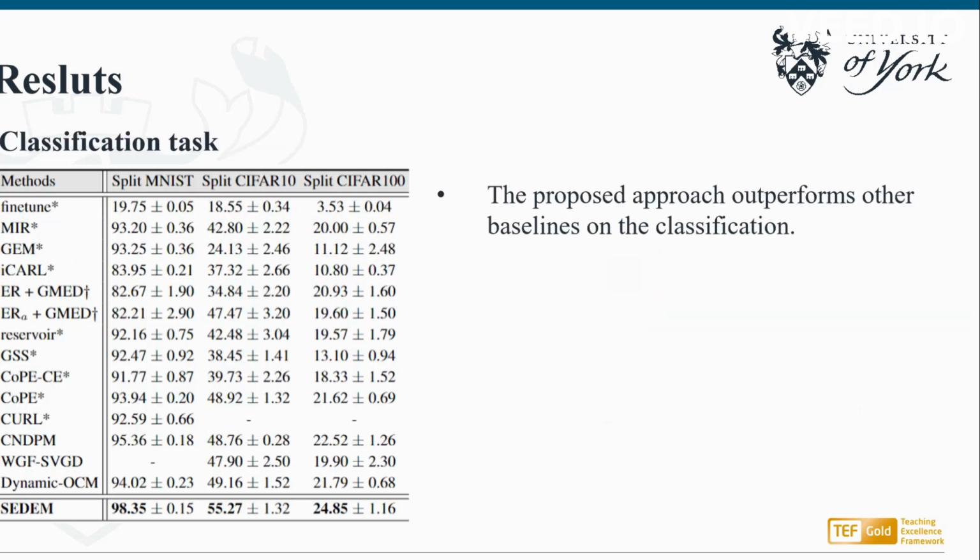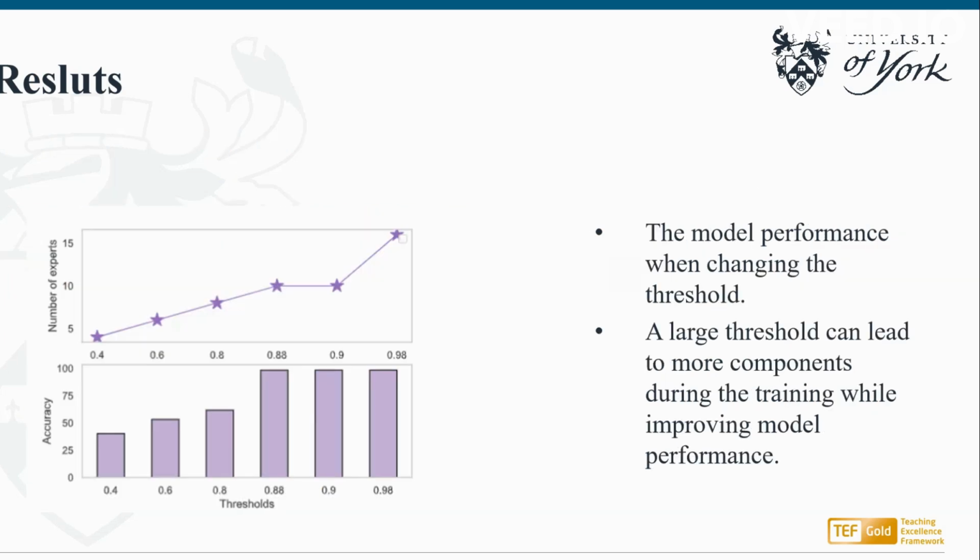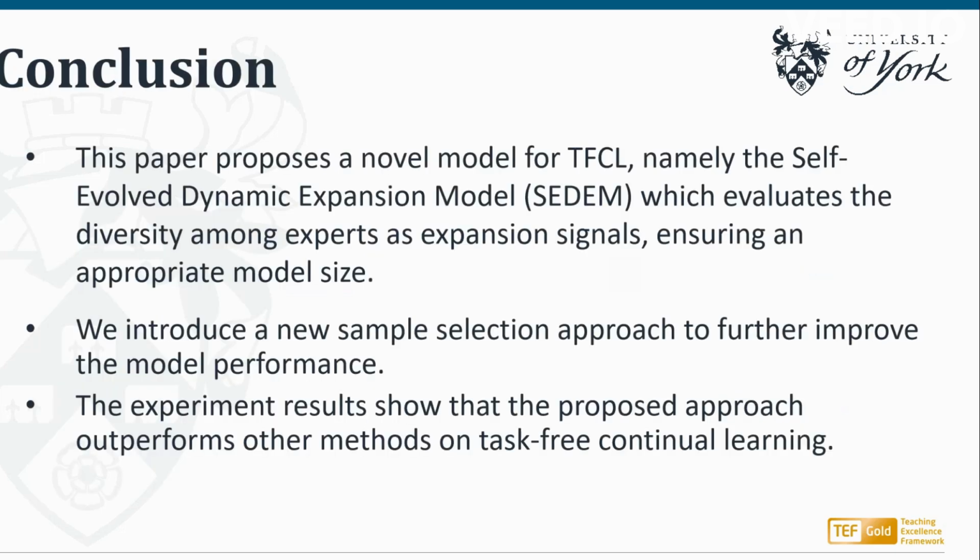In the experimental results, we first perform the classification task on three datasets. This table shows that our method outperforms all baselines on the three datasets. In addition, we investigate the model performance when changing this threshold. We can find that a larger threshold leads to more components during the training. We are also improving model performance.